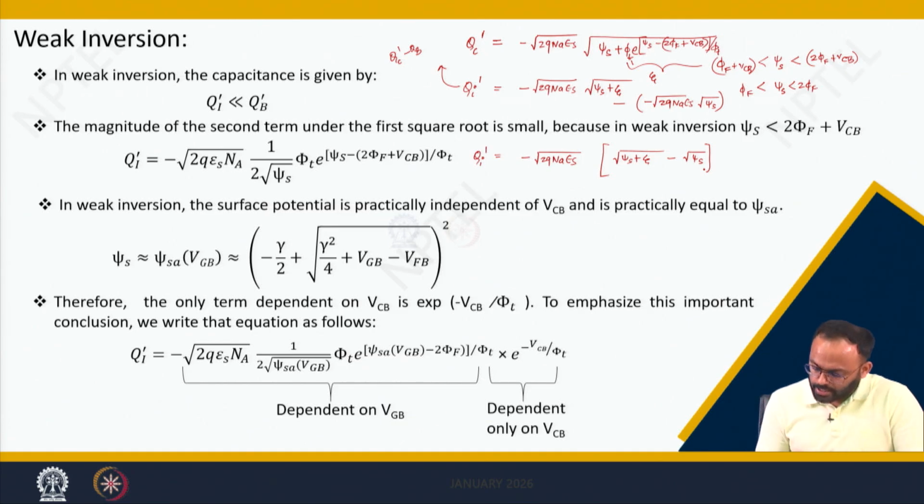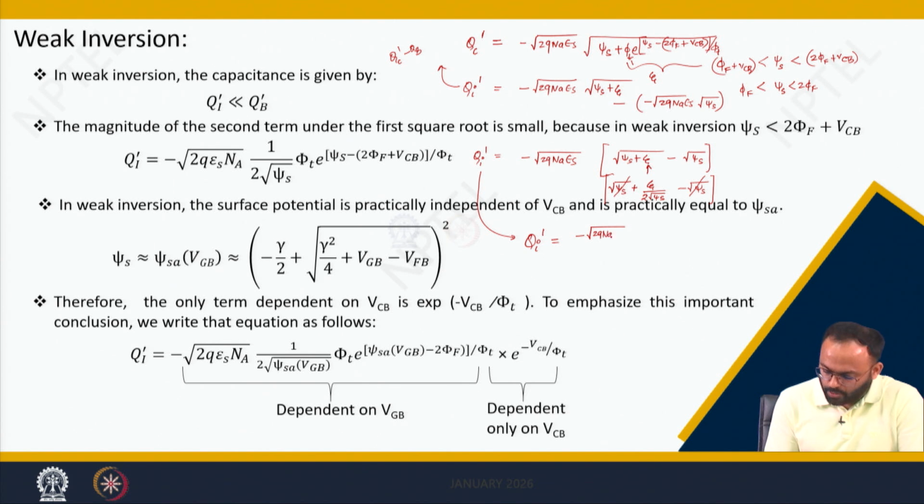Use Taylor series expansion considering zeta is very small compared to psi s. Ultimately, you will get root psi s plus zeta divided by 2 root psi s minus root psi s, and you see that this factor will get cancelled, and ultimately you are left with the equation of inversion charge, which is nothing but minus square root of 2 into q into Na into epsilon s divided by 2 times psi s, into zeta. Zeta is nothing but phi t e to the power of (psi s minus 2 phi f plus Vcb) over phi t.